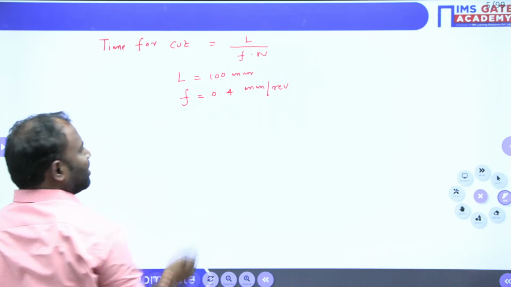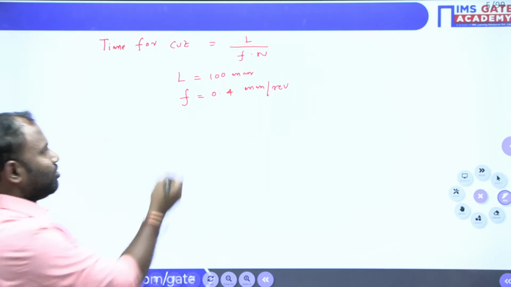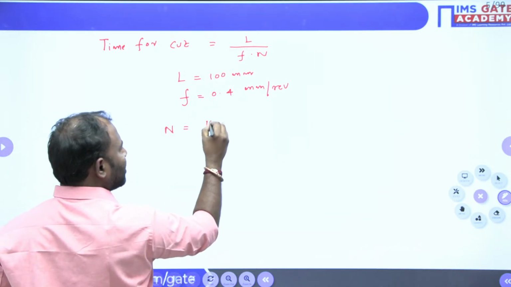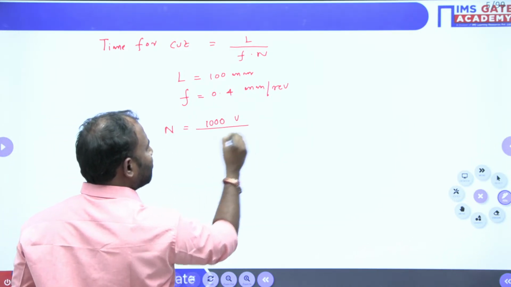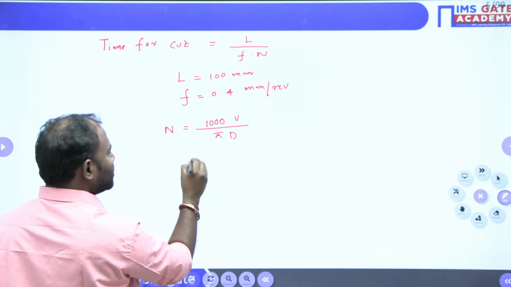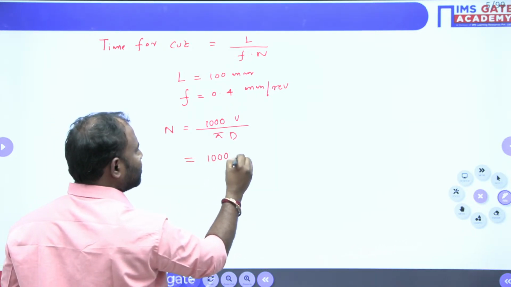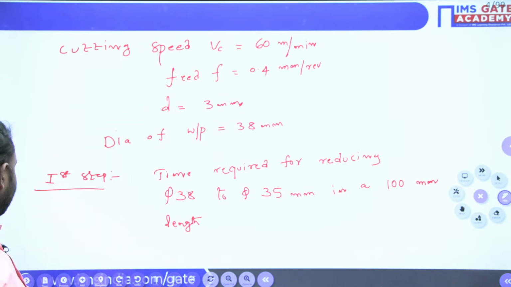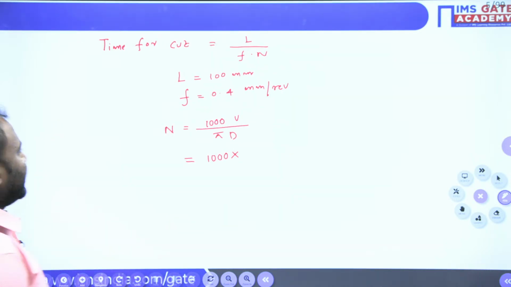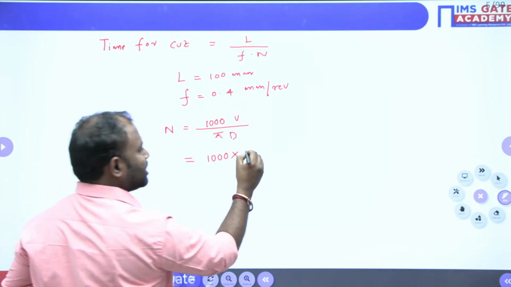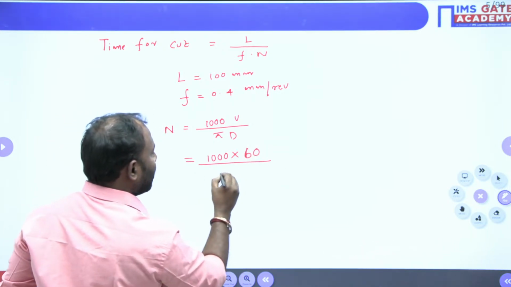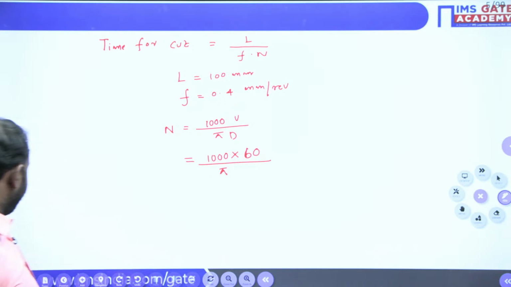Now what is N? N we don't know, isn't it guys? For that, we have a formula: N equals 1000 V divided by pi d, right? So now 1000 into V. How much V is given in the problem? V is given as 60 meters per minute. That is why I multiplied with 1000, so that it becomes mm per minute. Now pi d.